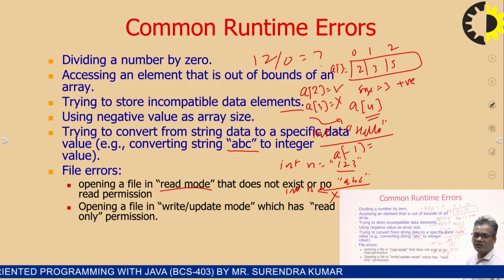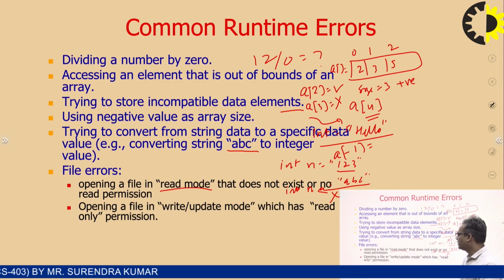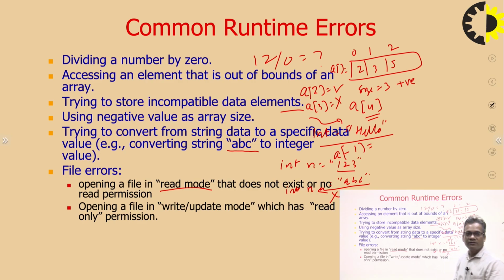For example, if you have a secret file of an organization, and it is not open in read mode for all other persons, and you are trying to access this file in reading mode, that will give you an exception. Or you can say opening a file in write or update mode which has only read-only permission. So this kind of error comes under this category.